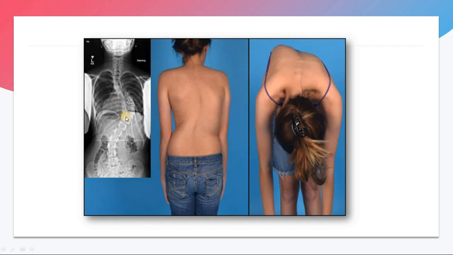In this X-ray you can easily see that the vertebral column is not straight but rotated. I hope you understand. Now the other thing is, how do we identify whether the scoliosis is right-sided or left-sided? This is also simple.